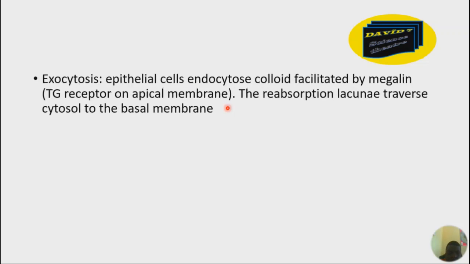Let's continue. So the exocytosis I was talking about, the epithelial cells were endocytosing the colloid facilitated by megalin. Megalin is just a thyroglobulin receptor on the apical surface. The reabsorption line traverses through the cytosol to the basal surface. We saw that.